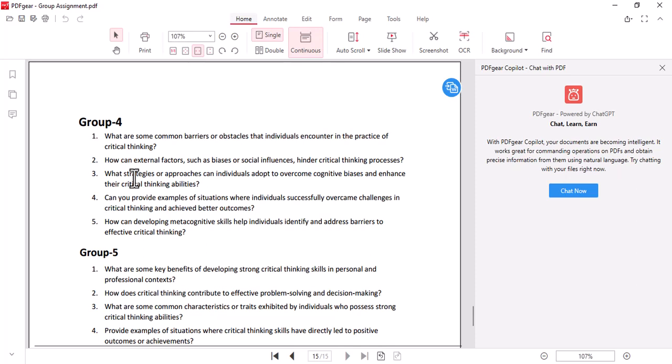Okay, mention some barriers of critical thinking. Lack of confidence, social and cultural influence, fear of failure, lack of information, emotional reasoning.